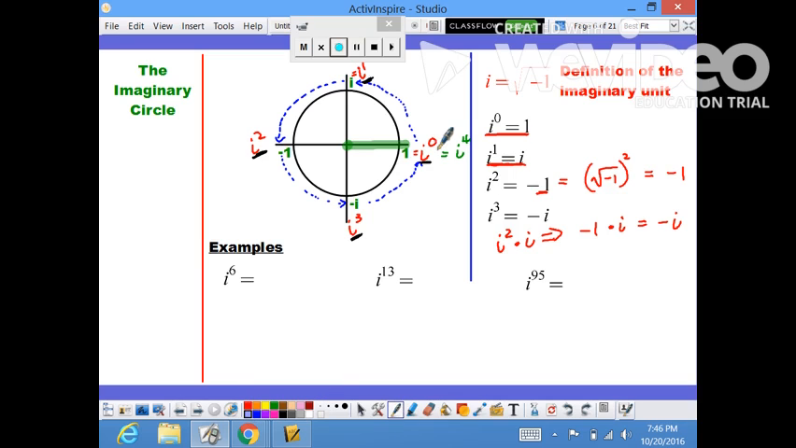So we have i to the power 0. Let's go i to the power 1. That's i. i to the power of 2, that's -1. i to the power 3 is -i. i to the power 4 is 1. i to the power 5 is i. i to the power 6 is -1. So we expect that i to the power of 6 to be -1.